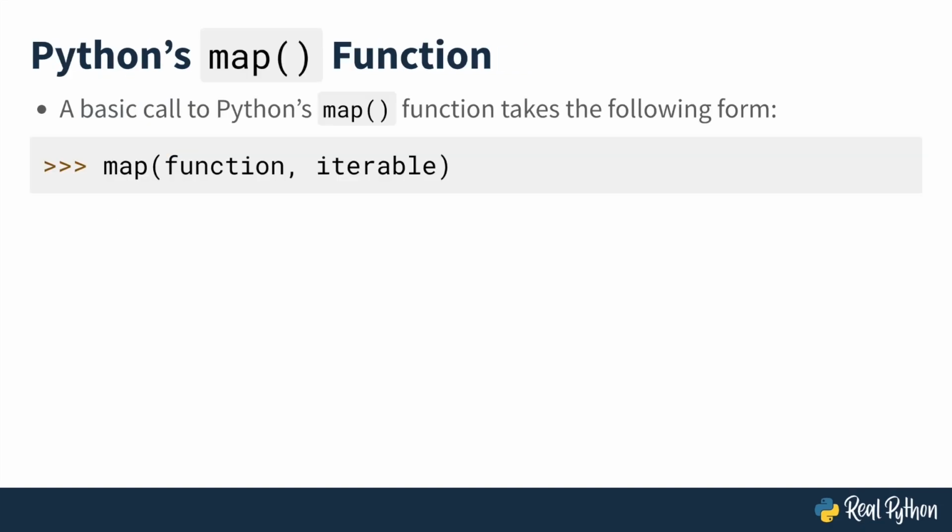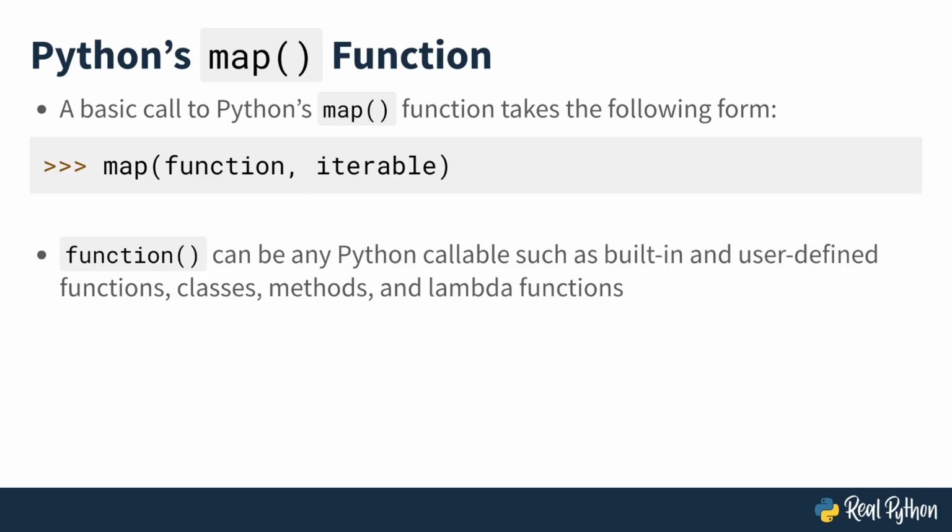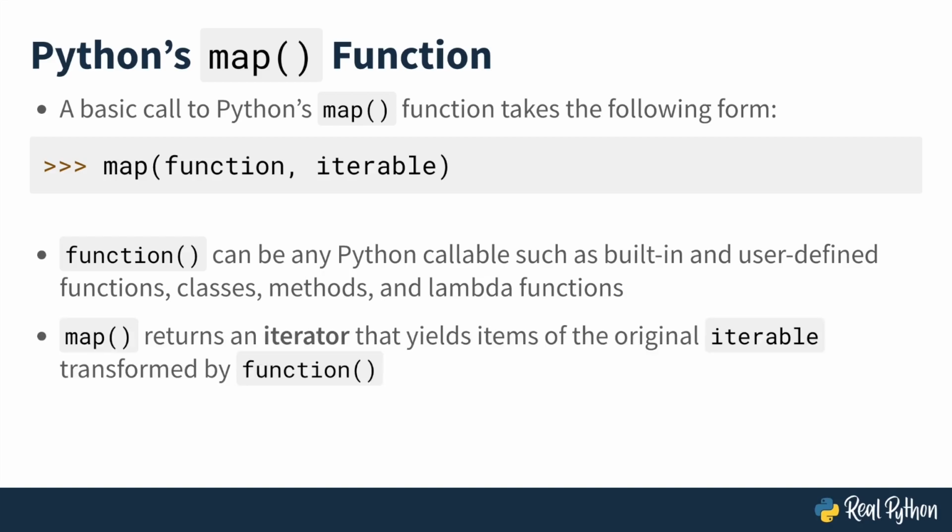So a basic call to Python's map function takes the following form. It takes two positional arguments. The first one is a function, and the second one is an iterable. And as we saw in the introduction, the idea of using the map function is that you want to evaluate function at every element of the iterable. Now, the first positional argument function can be any Python callable, such as built-in and user-defined functions, classes, methods, and lambda functions. Map returns an iterator that yields items of the original iterable transformed by function.